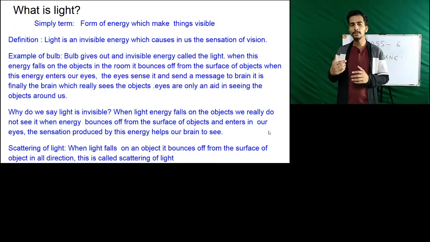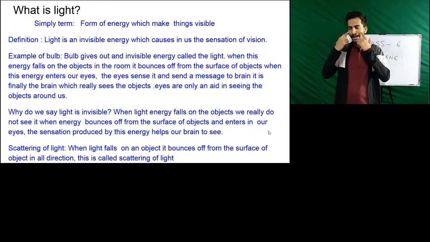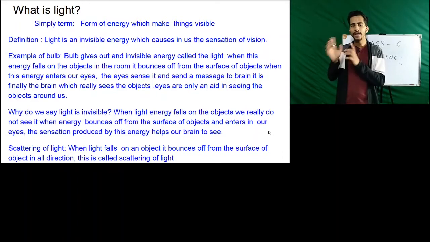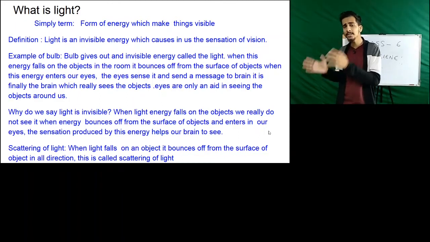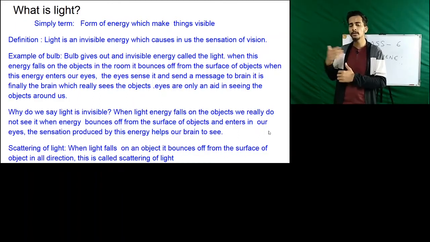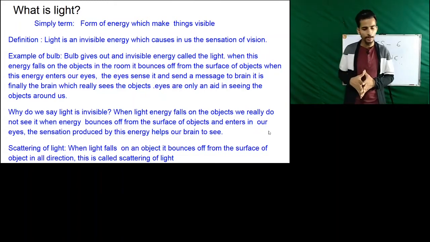So what happens through our eyes? Eyes become just a medium, and through that energy, eyes give a message to our brain, and so it is actually the brain which is able to see the things inside the room. So by light, it is not our eyes that see; the brain sees things through the eyes as a medium, by means of light.